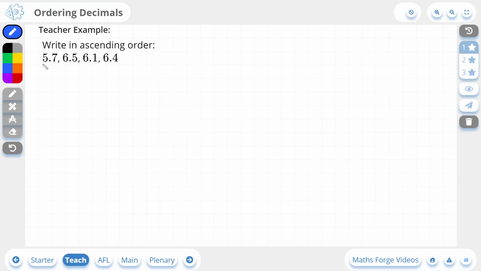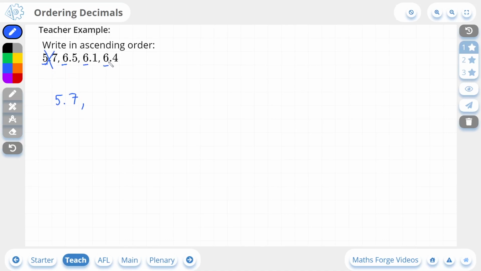So for these numbers, I'm going to take a look at the number in the units column. Since it's ascending order, we're looking for the smallest first. I can see that out of these four numbers, the smallest number is this 5.7, since it has a 5 in the units column compared to the 6 in the other numbers. So that's the first number I'm going to write down, 5.7, and then I'll cross it out to know that I've used it.